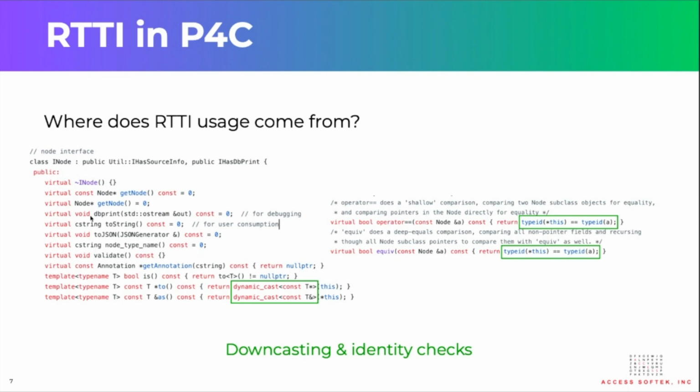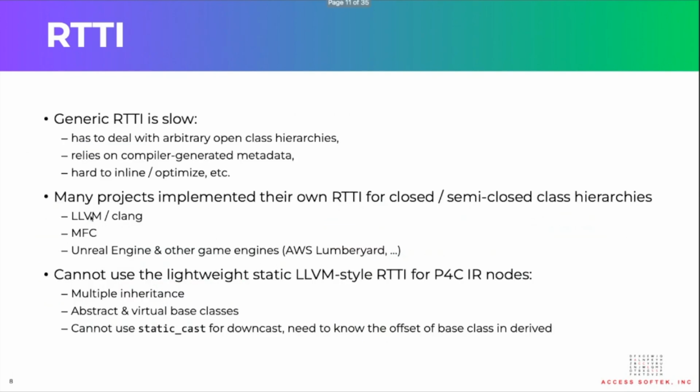So this is kind of an unrolled example. These days they are mostly hidden behind the ICastable interface, if you're familiar with the P4C internals. But still, because the compiler operates on the IR nodes, it has to do lots of type checking, upcasting, and downcasting, and all kinds of type checks and so on.